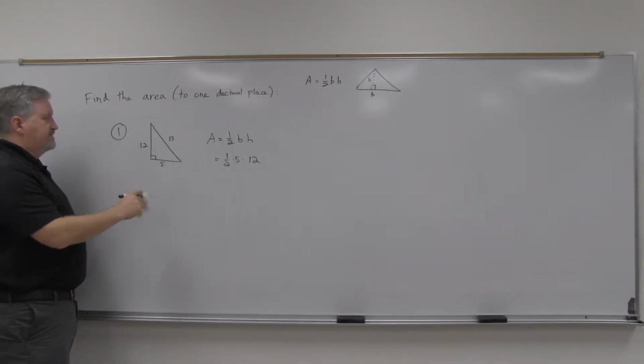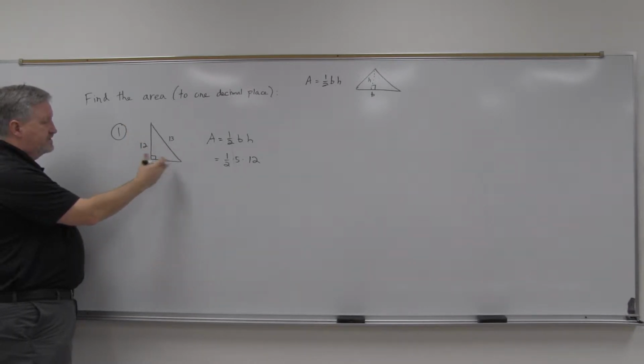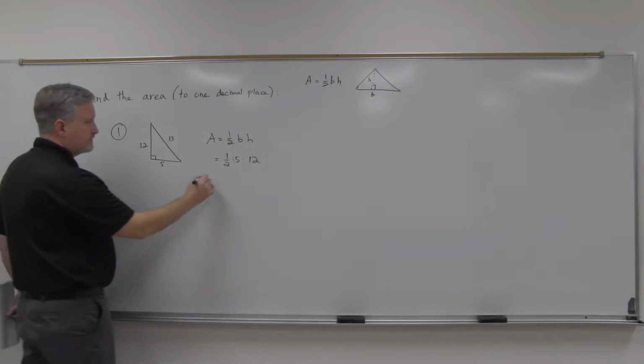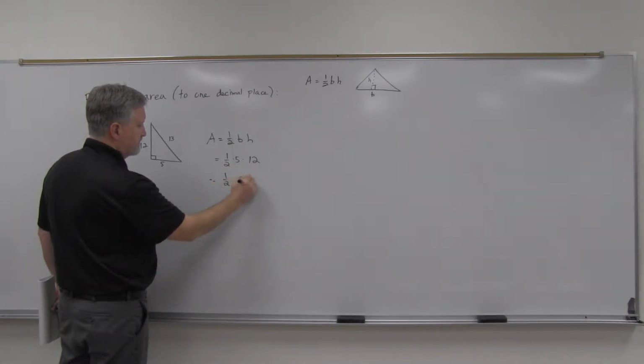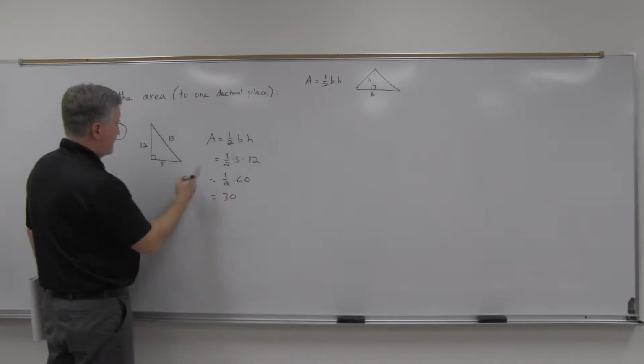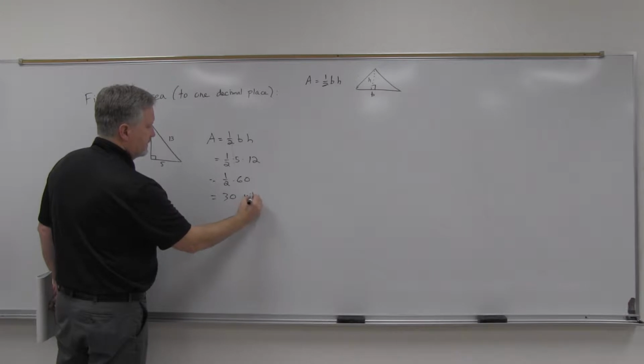And so that happens if you have a right triangle. The height is just one of the legs. The base is the other leg. So that's half of 60, which is 30. So we have 30, and I didn't put units here, so it's units squared, whatever the units are.